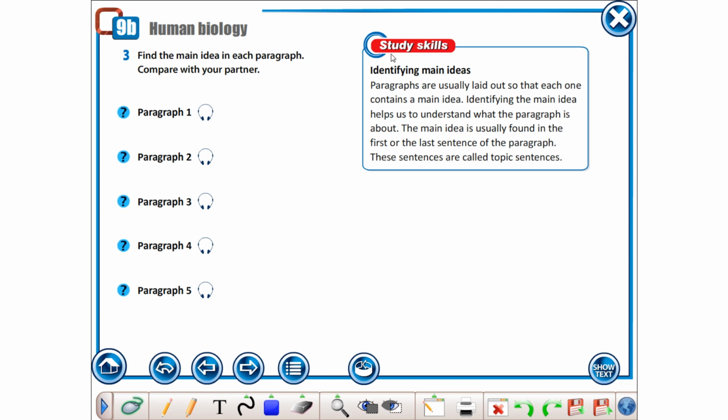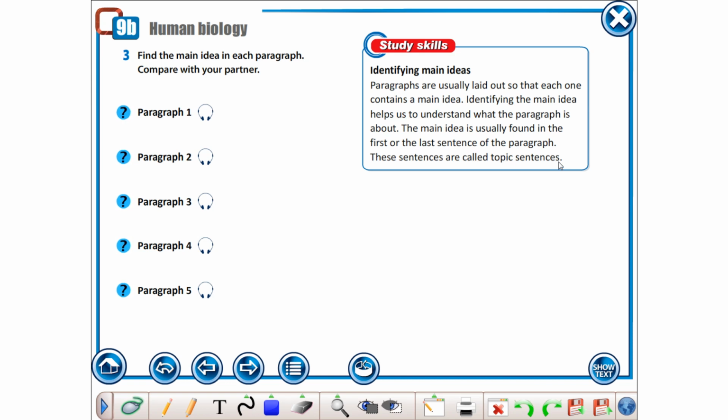Итак, и вам есть подсказка Study Skills. Identify main ideas. Paragraphs are usually laid out so that each one contains a main idea. Identifying the main idea helps us to understand what the paragraph is about. The main idea is usually found in the first or the last sentence of the paragraph. These sentences are called topic sentences.